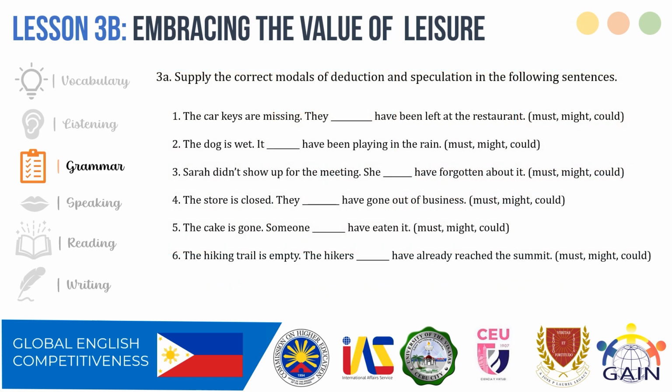Now let's test your grammar knowledge. Fill in the blanks with the correct modal verb. For example, in number 1, the car keys are missing. They could have been left at the restaurant. Now pause the video and answer items number 2 to 6. Here are the correct answers.